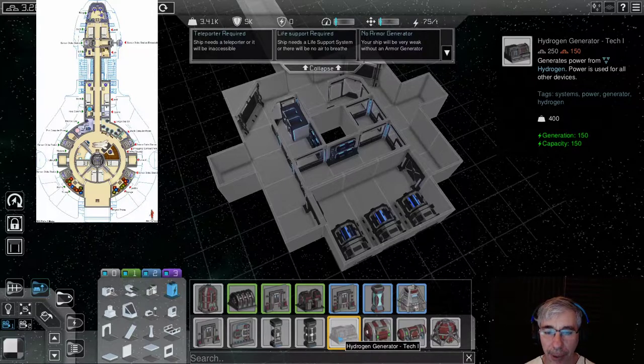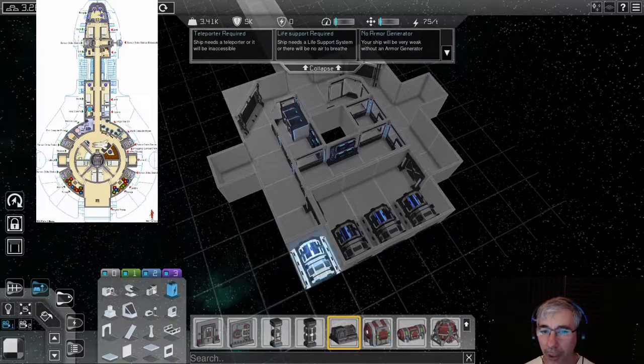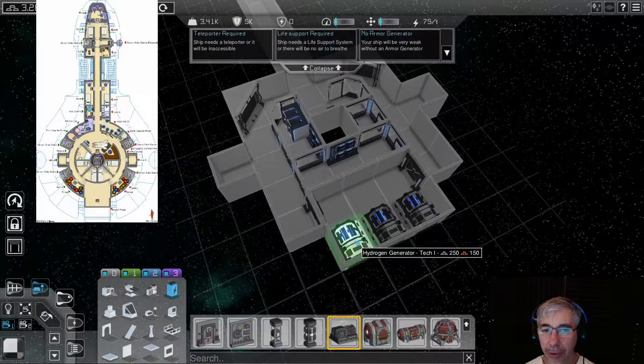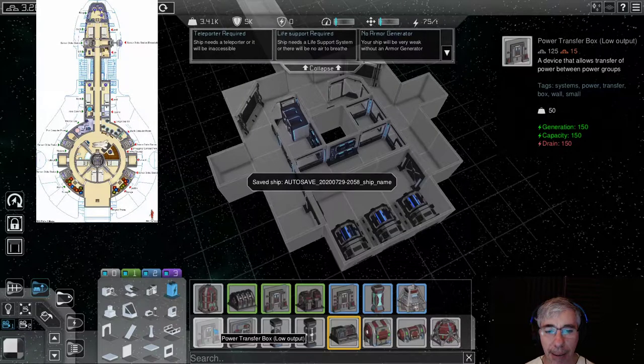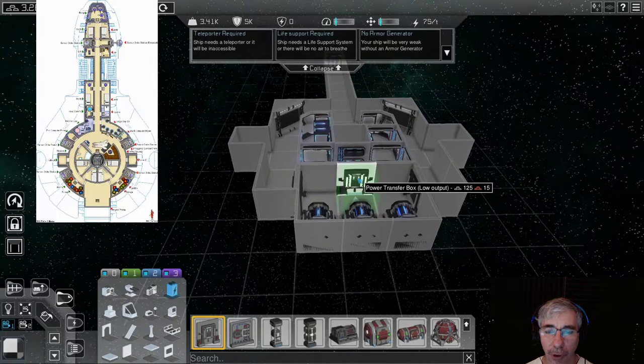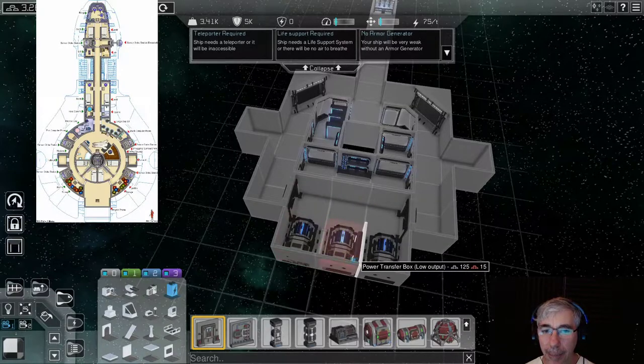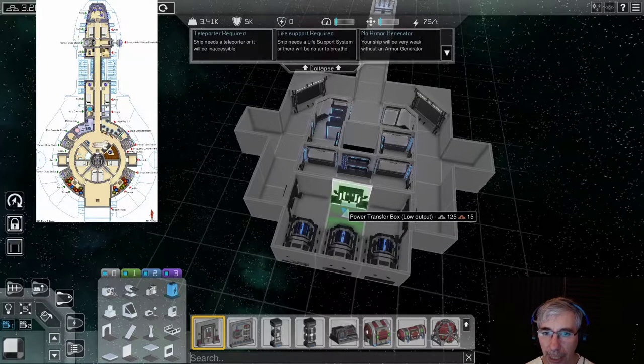The one thing you have to think about is that for every group you want to have in your ship, you need one generator, because each generator generates 150 units, and you will place a power transfer box for each group. Well, in my case it is the number of groups I will have minus one, because I always create the power group, and the power group is the one that holds the power generation, so it doesn't have a power box. But the power box lets you control where the power group takes the power from, so this is important.